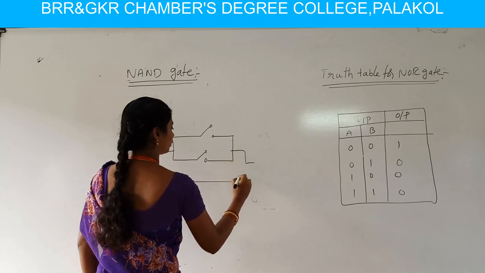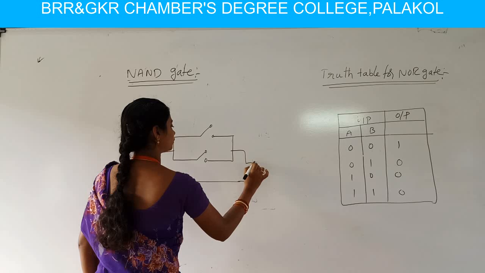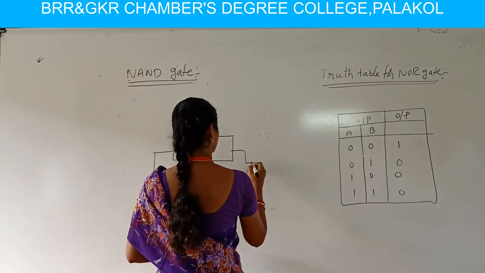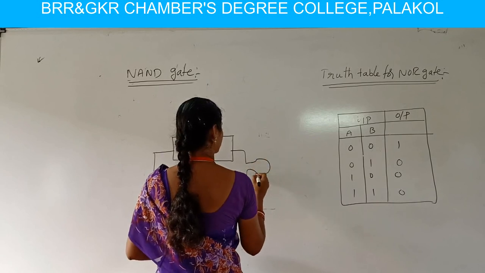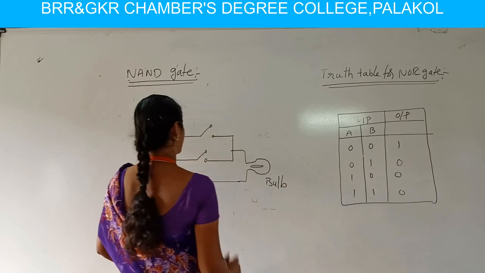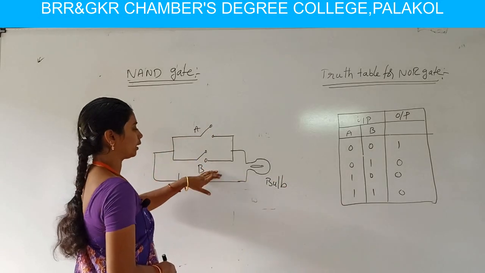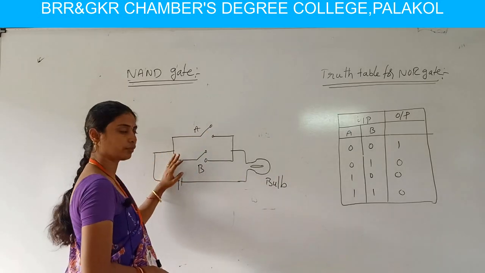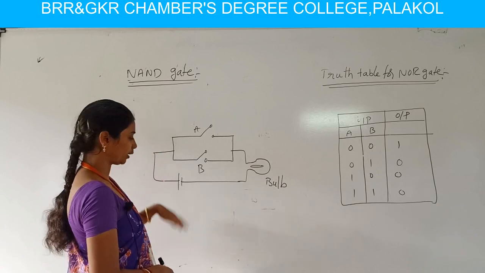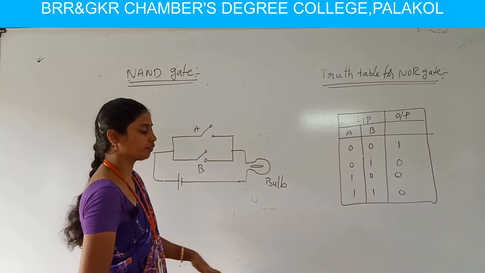And a bulb. So we have switch A, switch B and the bulb in the circuit. So by the switches diagram, this NAND gate can also be explained. In explaining this NAND gate, we construct a truth table for the NAND gate.